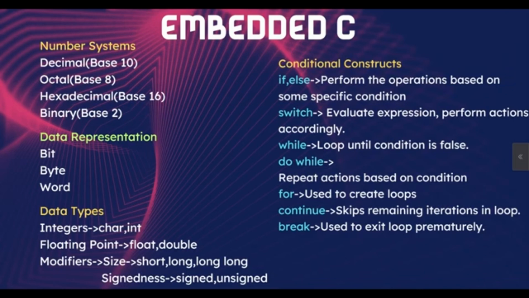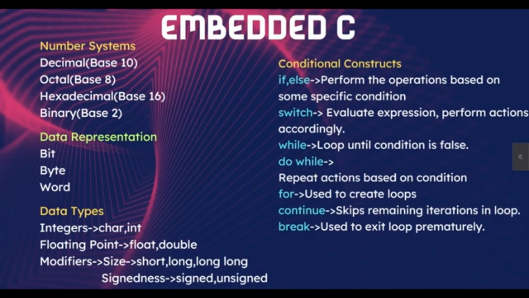Next one is word. It's a term used to describe the natural unit of data that a processor can handle at once. In C, the size of a word can vary depending on the architecture of the system. Common sizes include 16-bit, 32-bit, 64-bit words. The size of a word determines the maximum amount of data the processor can process in a single operation.